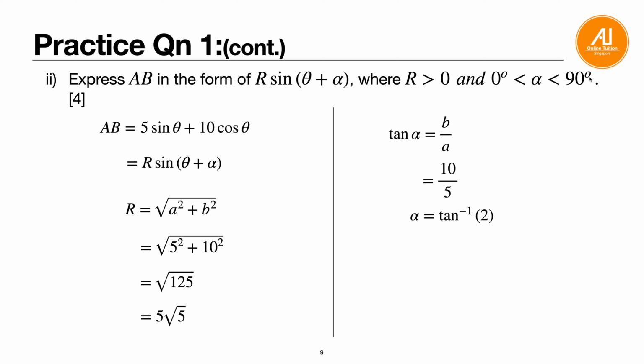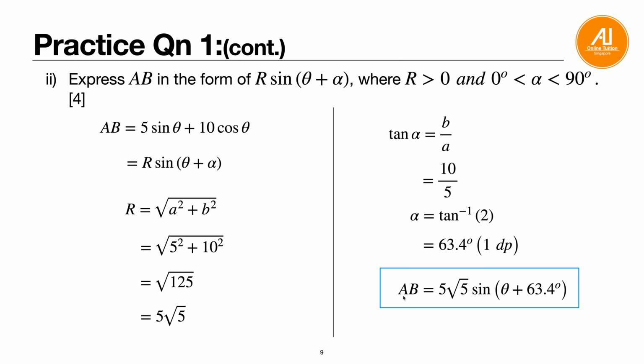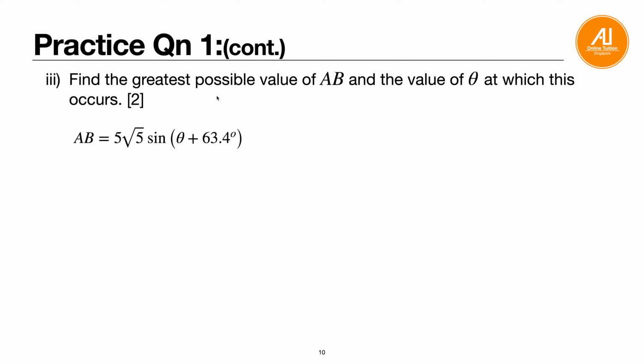So you press your calculator. Take note, it's degree mode. Sometimes it might be in radian mode, so you just have to see the question carefully. If it's in radian, just do it in radian. In this case, it is 63.4, 1 dp. Then you sub back to conclude. Your AB equals 5 square root 5, and your alpha is 63.4. So that's your final answer, 4 marks.